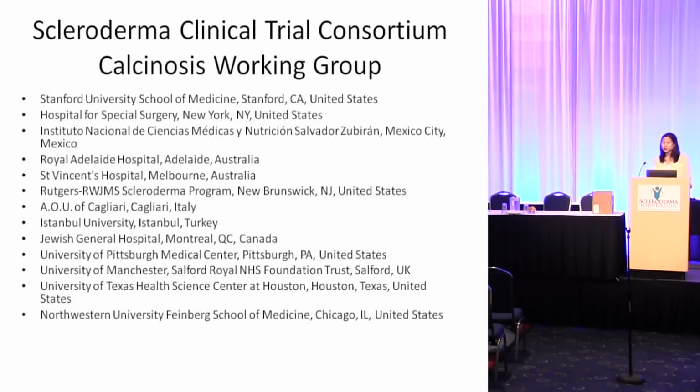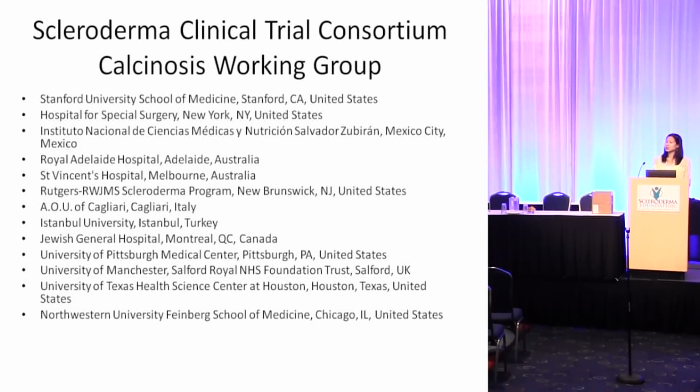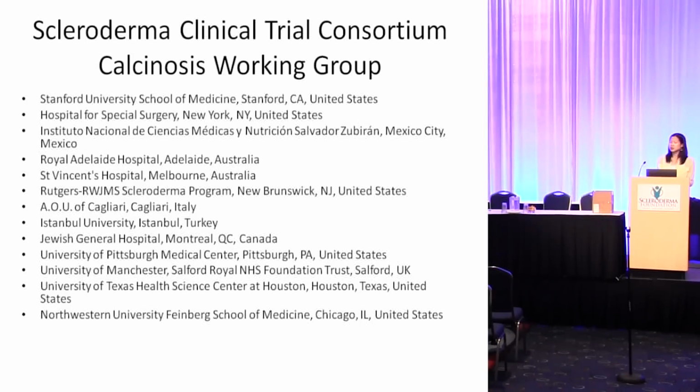So I just wanted to acknowledge that we have a Scleroderma Clinical Trials Consortium calcinosis working group that has been working very hard on developing new outcome measures, new patient-reported outcomes, and trying to better understand what causes calcinosis in scleroderma patients. So this is actually an international effort, including centers throughout the United States, Europe, Australia, and Canada. And we're all working together and hoping to find better treatments for calcinosis.